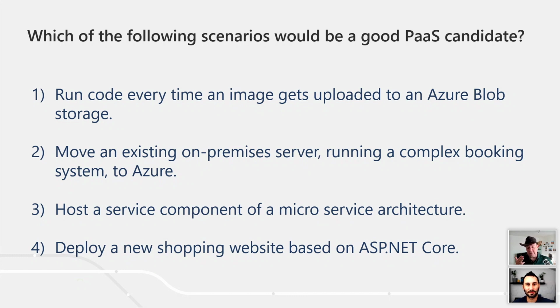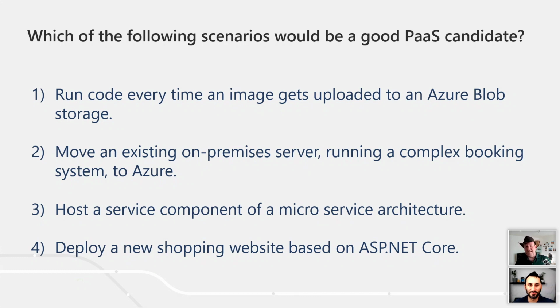Number two is move an existing on-premise server running a complex booking system. This one we kind of know that it's not that because we said it was good for the VM. Number three, hosting a service component of a microservice architecture. And number four, deploying a new shopping website based on ASP.NET Core.